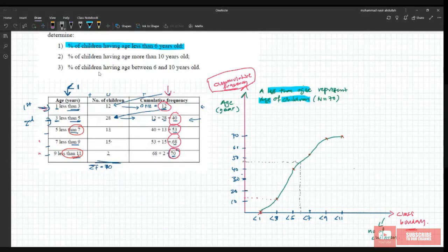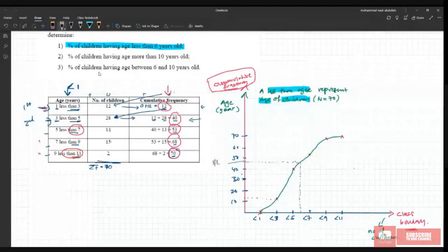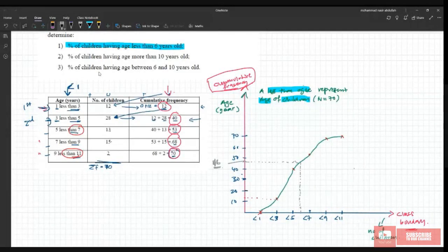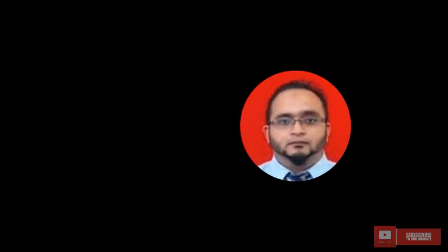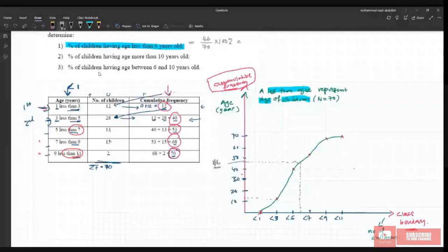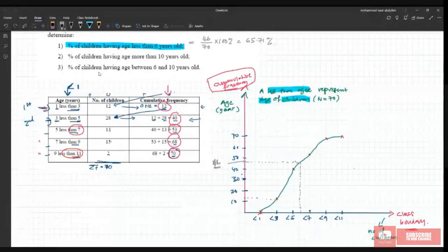So this is going to be 46, or 47, right? So the percentage of children having age less than 6 years old is 46 over 70 multiplied with 100%. 46 divided by 70 multiplied with 100%. So this is going to be 65.71%. Right?